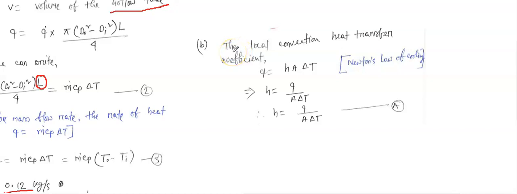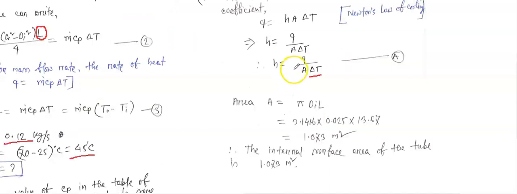So if we need to calculate the local convection heat transfer coefficient, you definitely need to use Newton's law of cooling, which is Q = hAΔT. So h = Q/(AΔT). So you can easily calculate the area, you know the temperature difference, and what about this Q? You know this. So let's calculate the area at first. So this is a very simple formula.